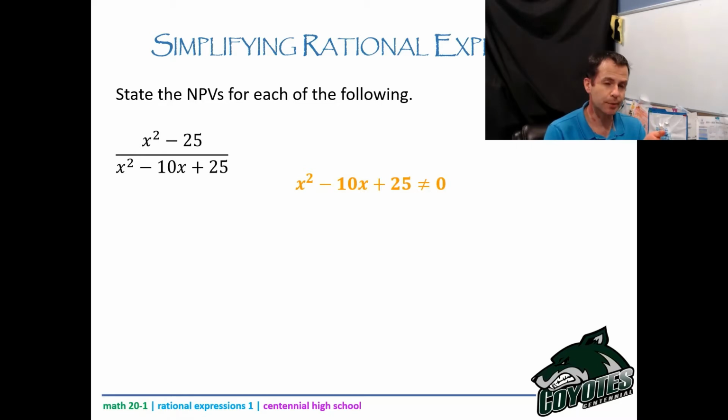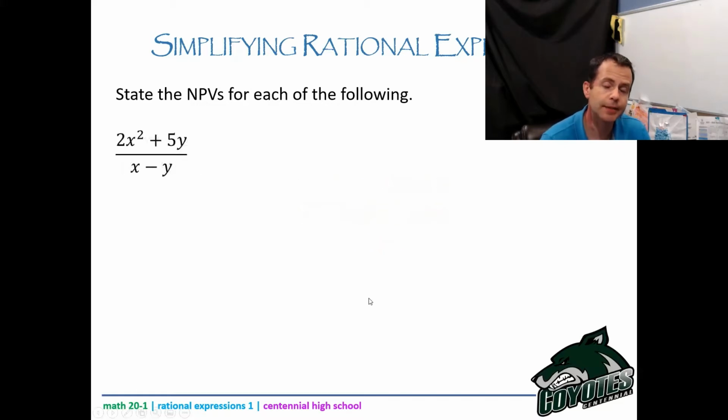So I'm looking for 2 numbers that multiply together to give me 25, add together to give me -10. I know that those 2 numbers are -5 and -5. And so that would be x minus 5 times x minus 5, which would be x minus 5 all squared. Okay. So it's the same factor. But it also tells me that my NPV is that x can't equal 5, because that's what would create a 0 on both of those factors. Okay, so my NPV for that guy is x can't equal 5.